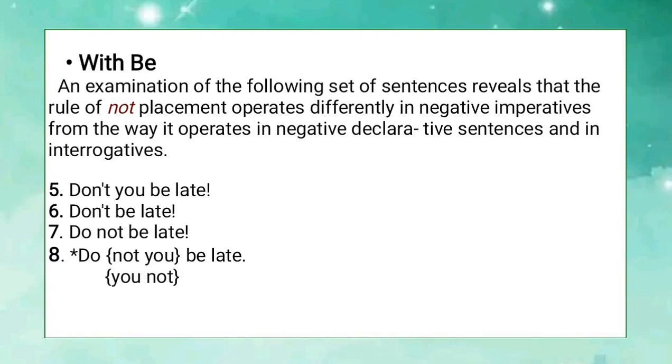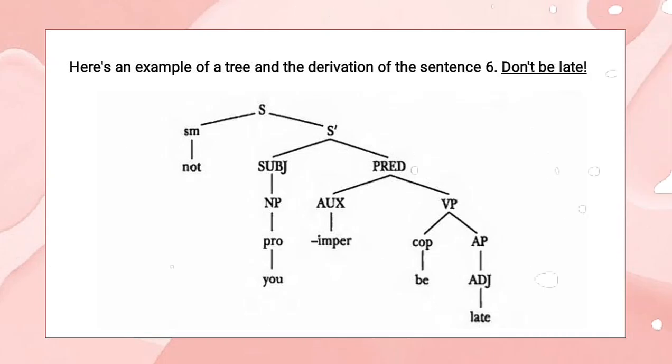So we would have 5, don't you be late. 6, don't be late. 7, do not be late. And sentence 8, do not you be late and do you not be late, is considered ungrammatical. So here's an example of a tree and the derivation of sentence 6, don't be late.